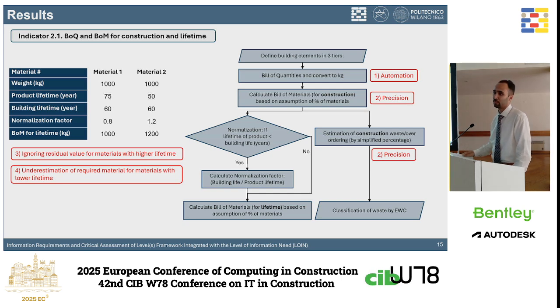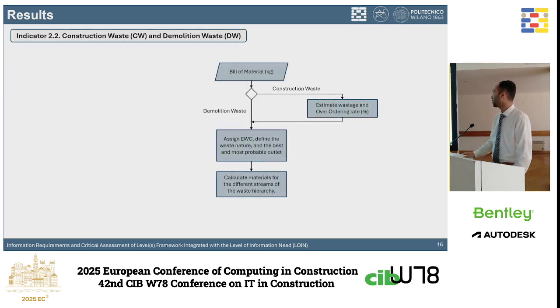And then the second one is related to the precision. So most of the consideration in the levels are based on the assumption of the materials. I don't go too much to detail because it's related to the levels, but it ignored the residual value for materials with higher lifetime, and also it underestimates the required material for materials with lower lifetime. The indicator 2.2 is even simpler in use.